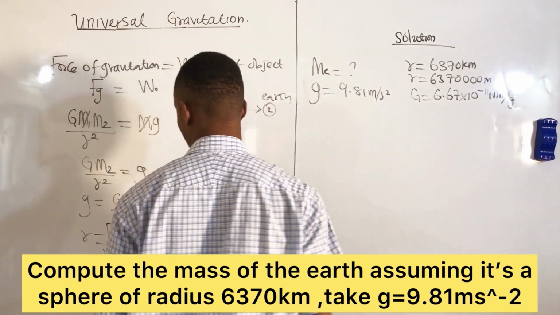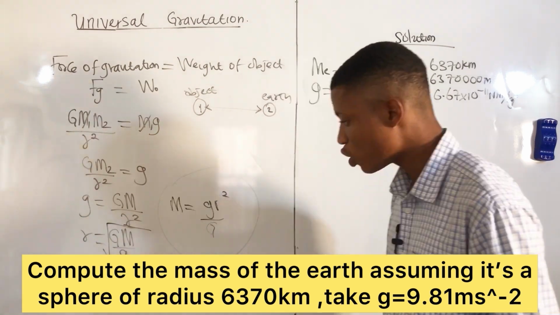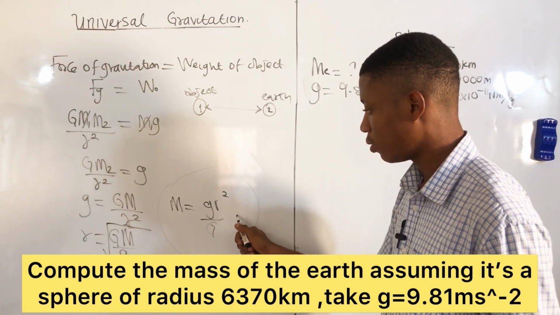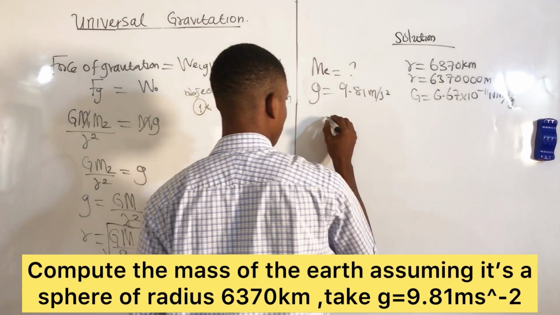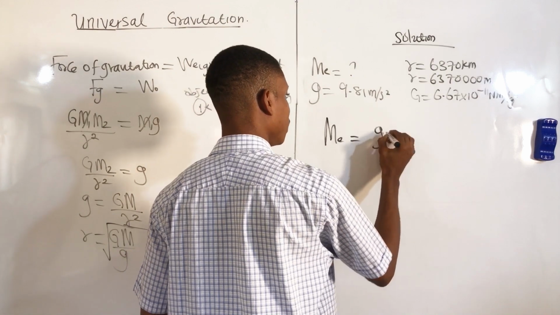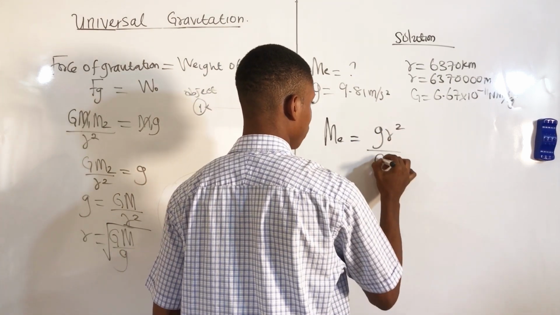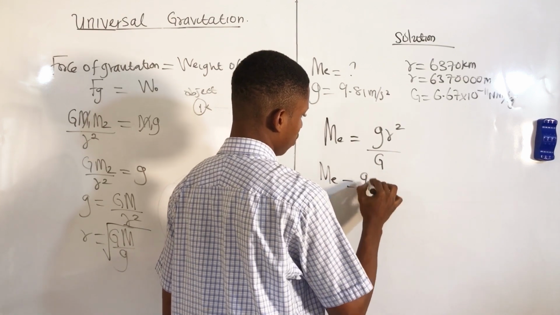With all this concept, we're going to make use of this formula for the calculation of the mass. Of course, the mass of the Earth is equal to what? Gravity times radius squared over G. So if we substitute that, you have what? The mass of the Earth is equal to what?